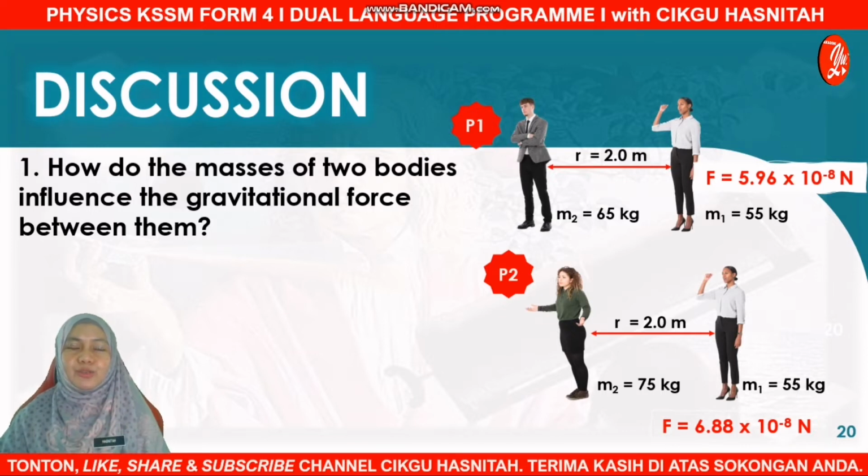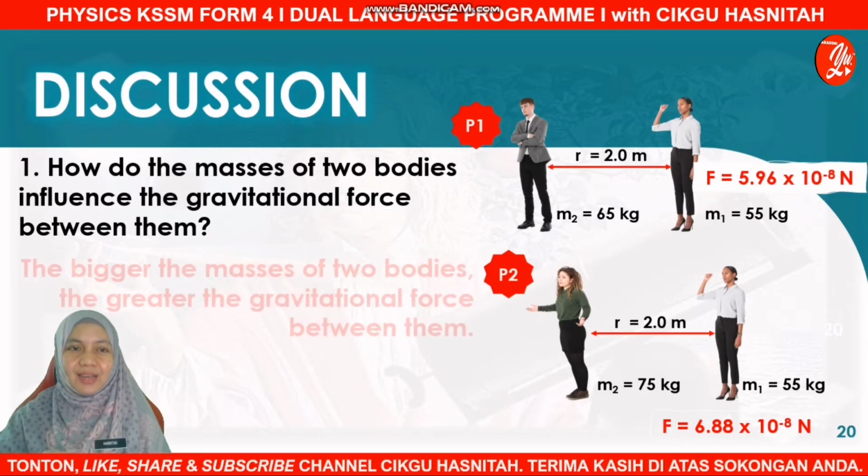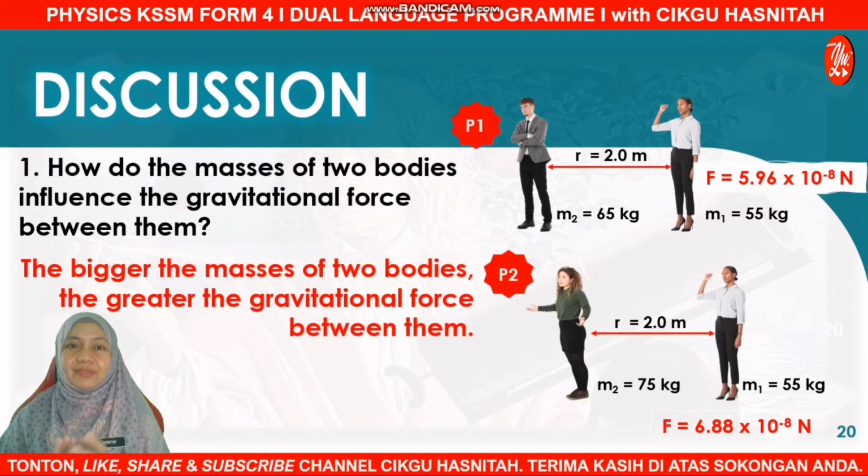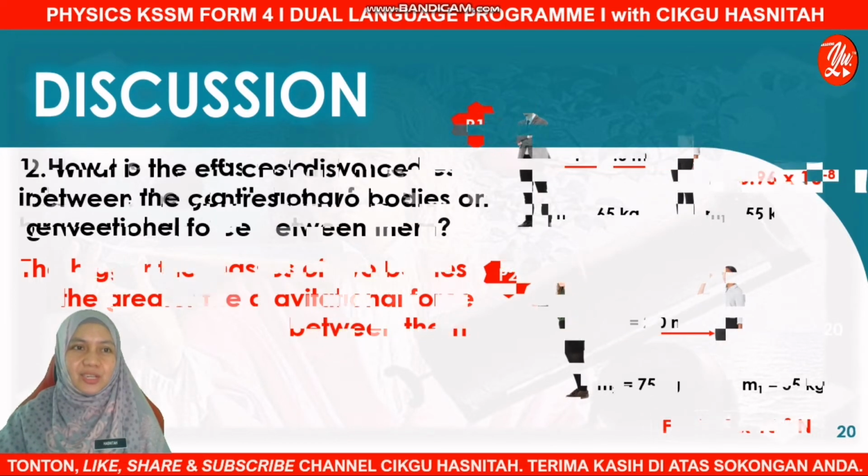So how to respond to this question? What do you say? Very good. So we say that the bigger the masses of the two bodies, the greater the gravitational force acting between them. This obeys Newton's universal law of gravitation, where it says that when the product of masses of the two bodies increases, the gravitational force acting increases.